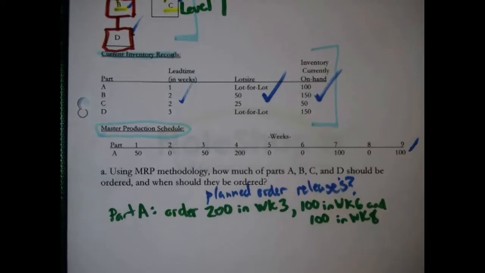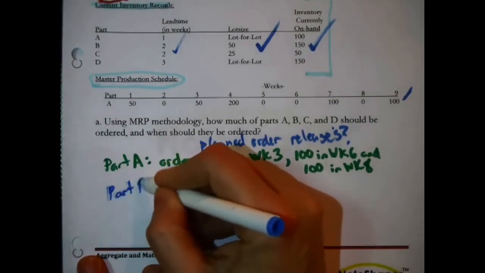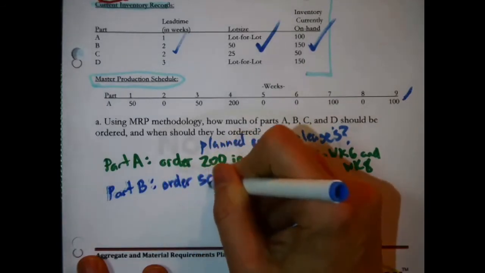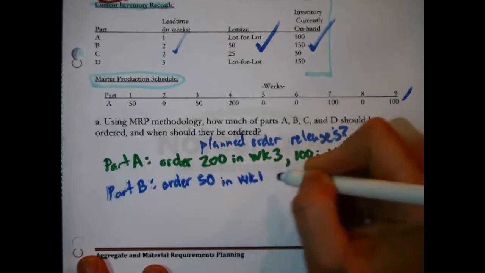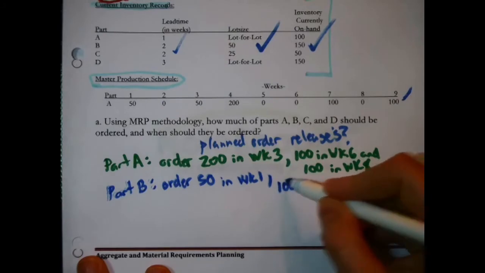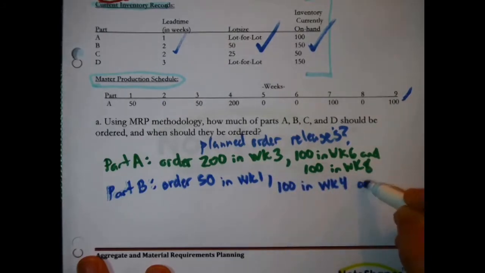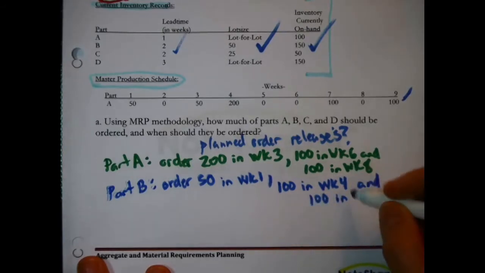For Part B, I'm just reading the planned order releases off. For Part B, order 50, not very many, in week 1. Okay, so that's kind of important because that's basically immediately. 100 in week 4 and 100 in week 6.